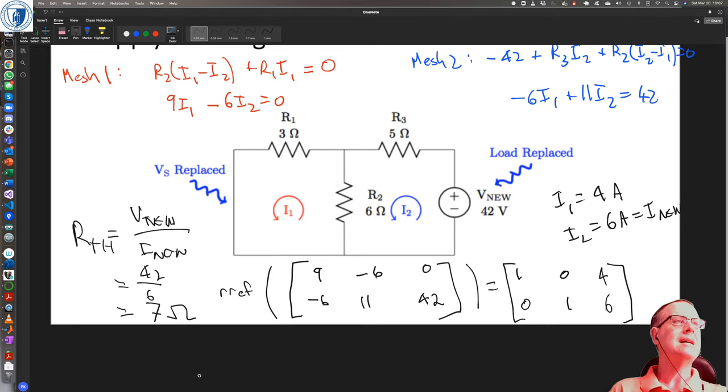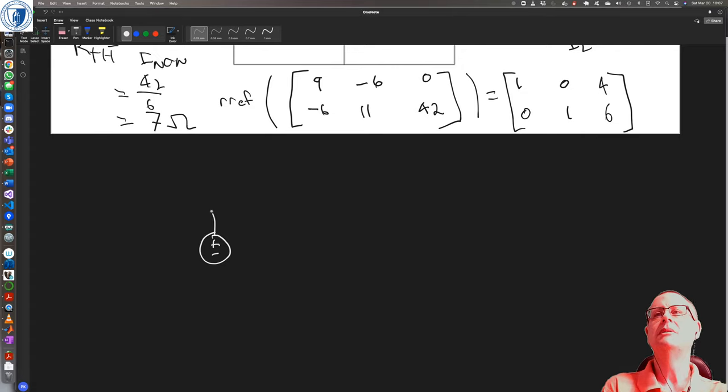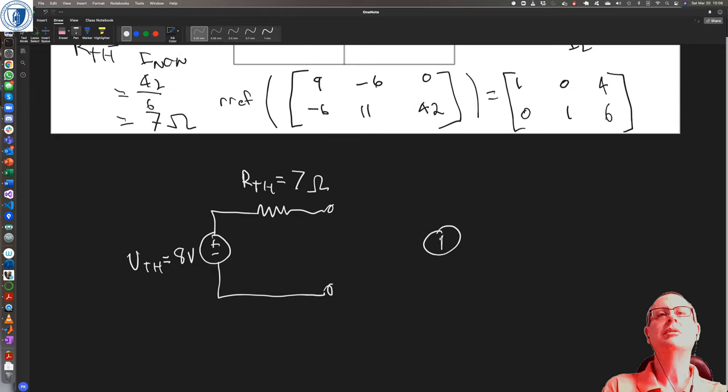Now, when you're asked to solve a Thevenin equivalent circuit or a Norton equivalent circuit, and I usually ask you to solve for both, you don't have to, but it makes it much easier for me to see that you understand what you're doing if once you get the answer, you do the following, right? You draw a Thevenin equivalent circuit. Right? Like that. And you say RTH equals 7 ohms and VTH equals 8 volts. And you draw a Norton equivalent circuit.